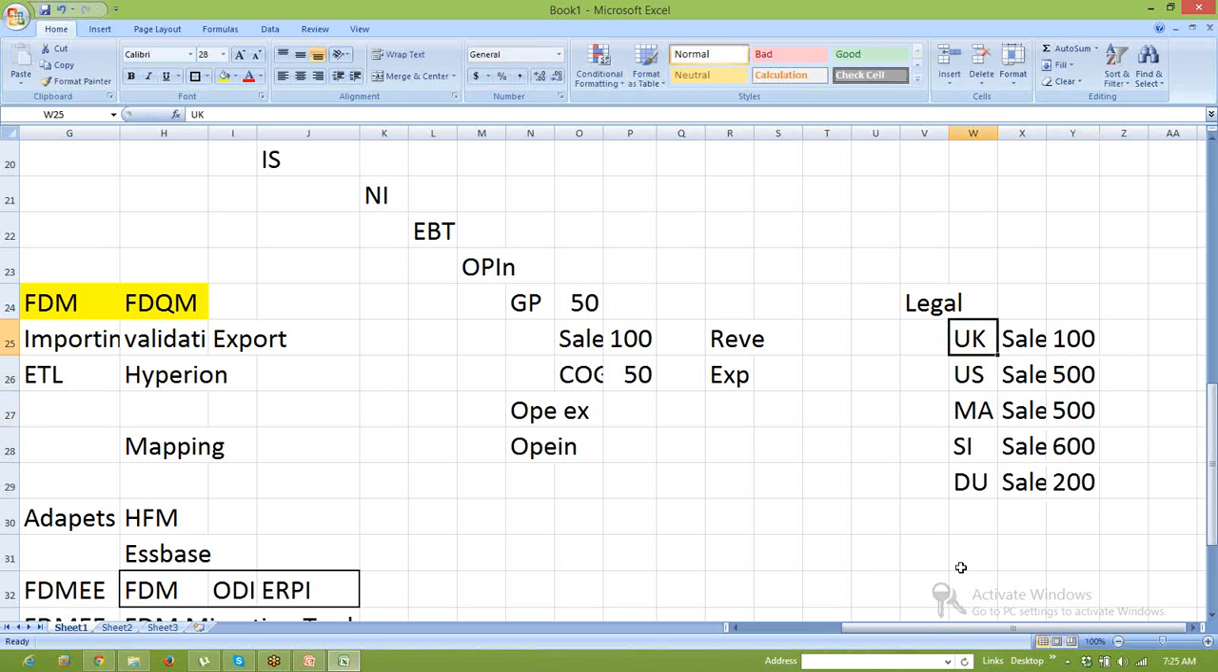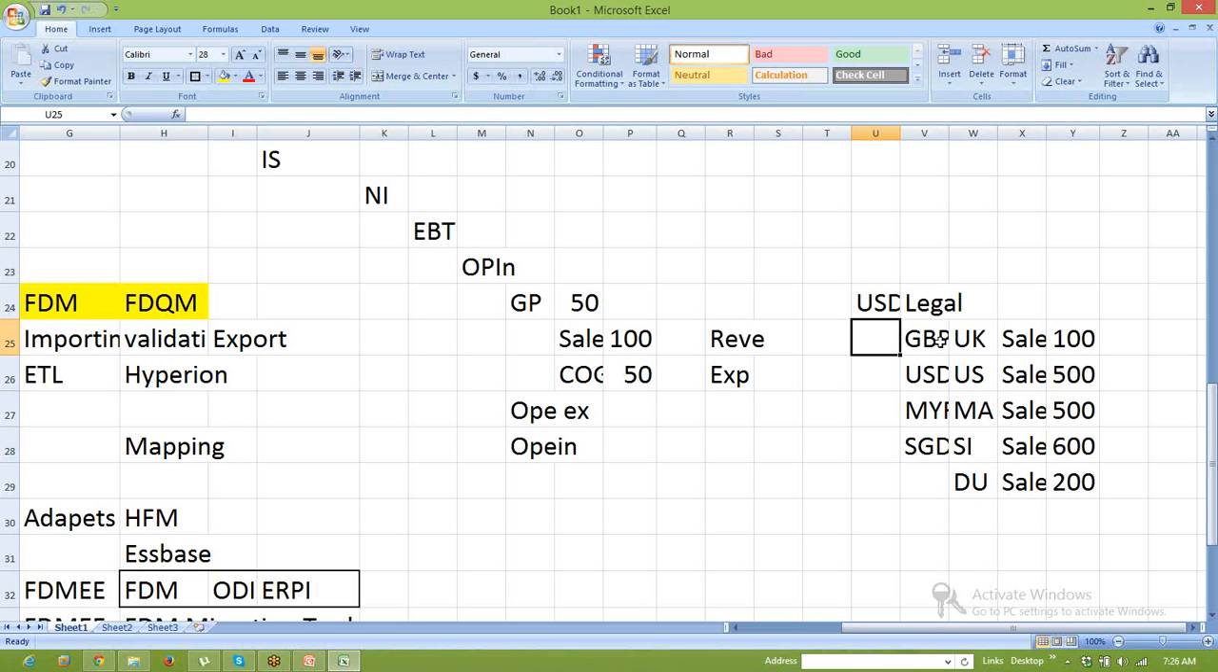But each entity has its own currency. UK is going to use GBP, US is using USD, Malaysia MYR, Singapore SGD. Likewise, we are using different currencies. Our ultimate parent currency would be USD.